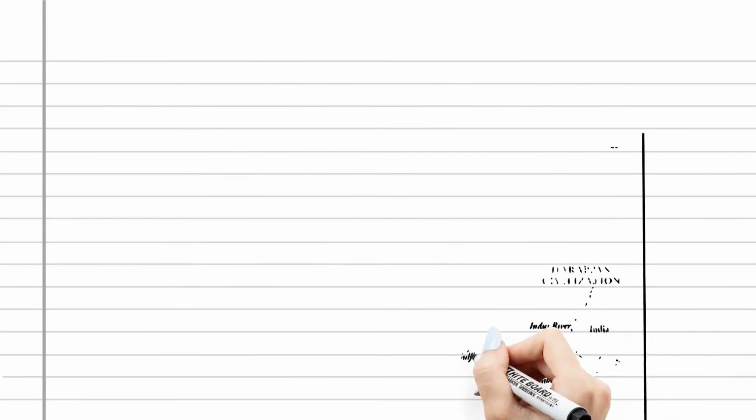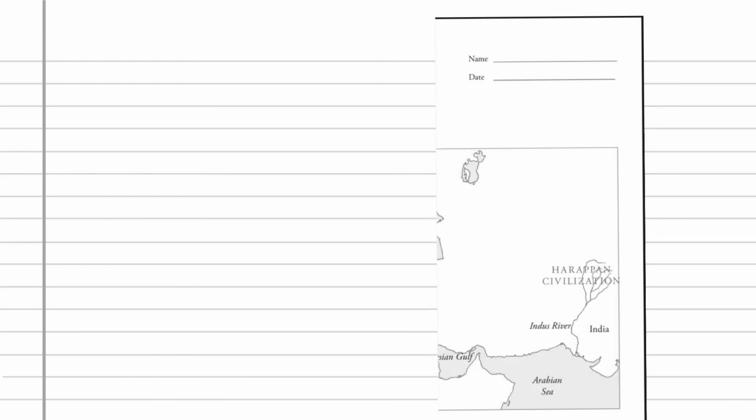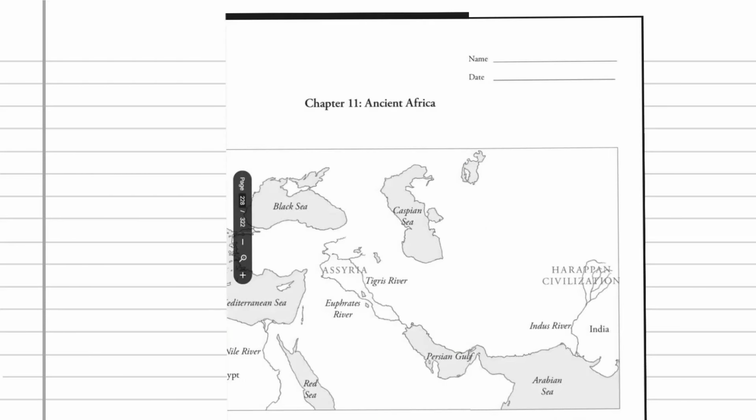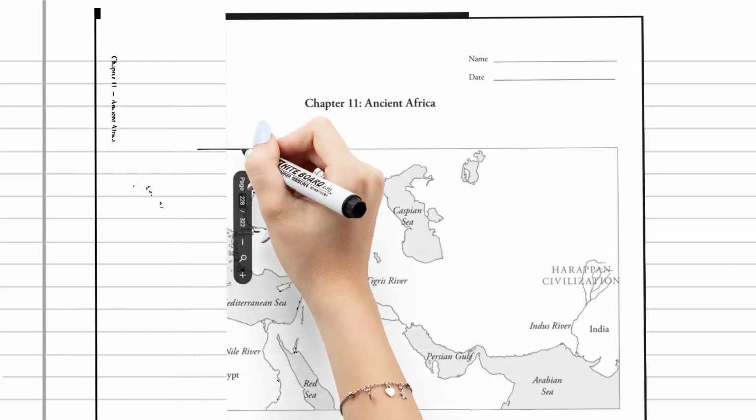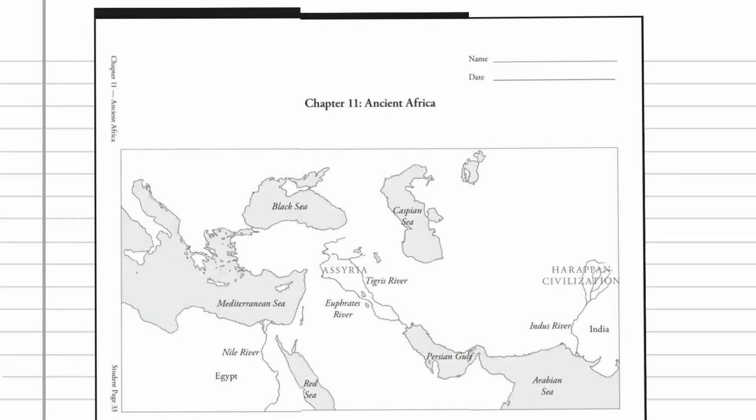Hello, class. We are going to start with mapwork today, and then you can complete your reading assignment if you have not done so already. Take a look at this map of part of ancient Africa and some of the surrounding areas. We are going to mark some places on this map to help you remember some facts about this location during ancient times. Let's get to work.